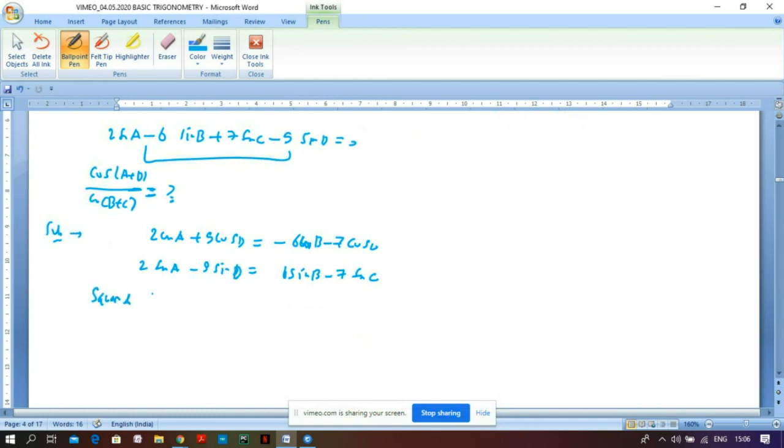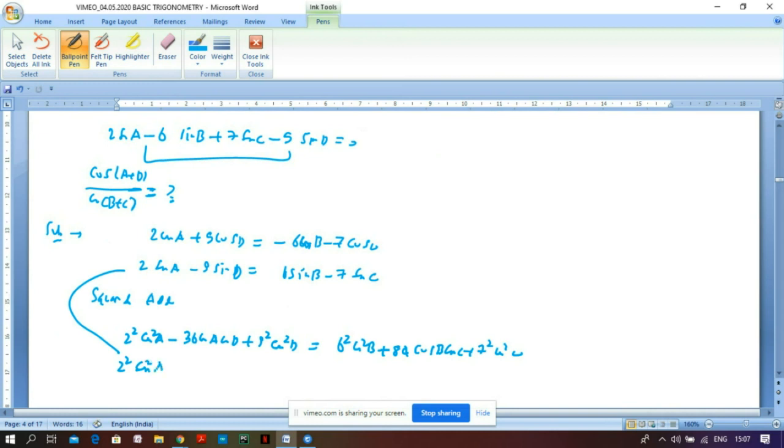squaring you will get 2 square cos square A, then 2AB, that is 36 cos A cos D, and plus 9 square cos square D, equals 6 square cos square B, and plus 84 cos B cos C and plus 7 square cos square C. We also have from the second, just cos replaced by sine: 2 square sine square A minus 36 sine A sine D and plus 9 square sine square D equals 6 square sine square B, and this is again negative 84.